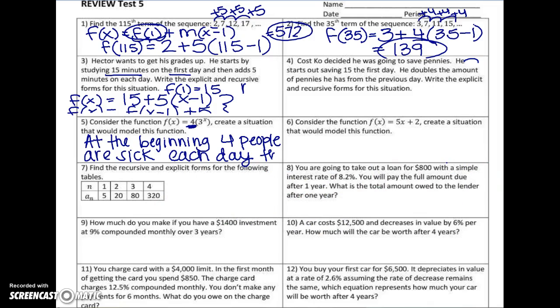Consider 5x plus 2. Create a situation. You pay $2 to get into the parking garage.